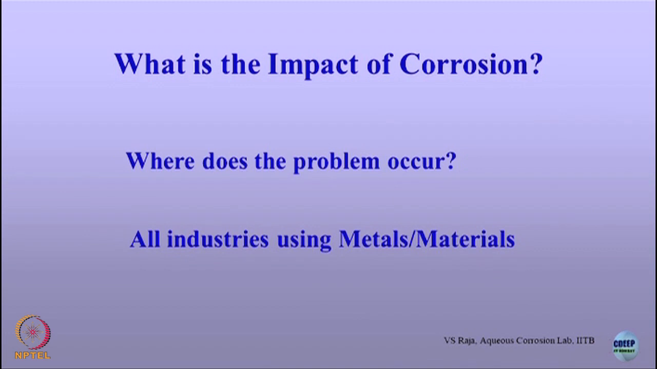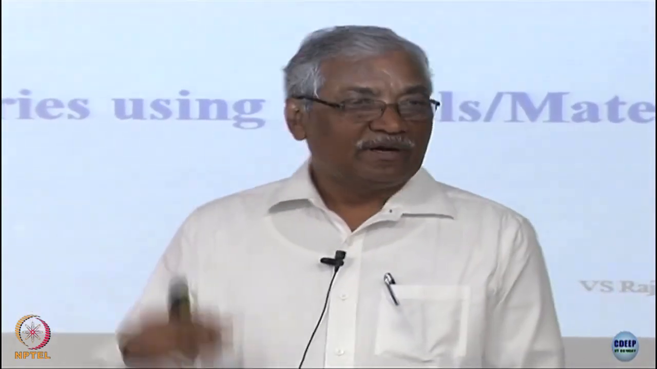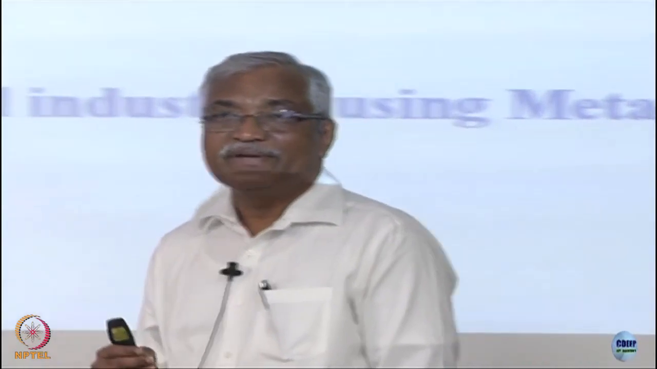Where does the corrosion problem occur? It occurs in almost all industries. All industries using metals and materials are bound to have corrosion problems. The extent of corrosion changes. A chemical process industry, a petrochemical industry, a fertilizer industry, for example, may have different problems. The aerospace industry may be somewhat different. The transportation industry may be different. The nuclear industry may be different. But I do not see any industry that would not have any corrosion problem at all, so long as they use metals and alloys, I mean engineering metals and engineering alloys.